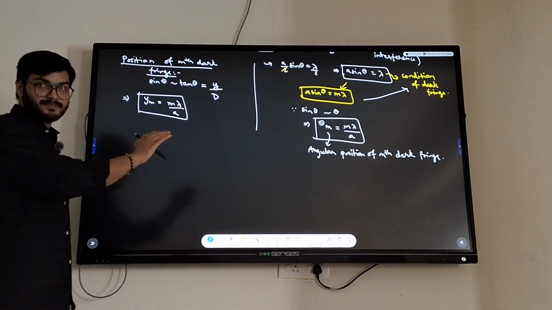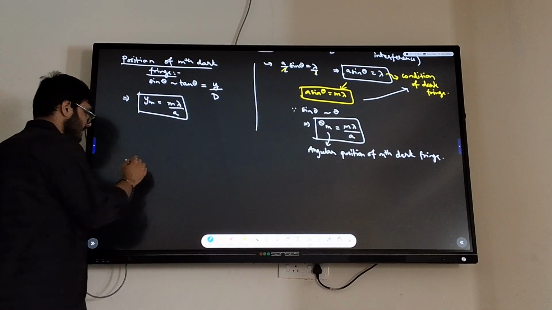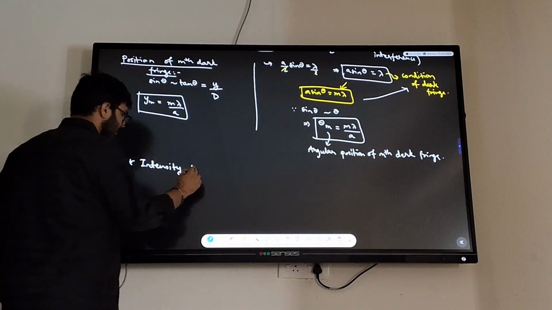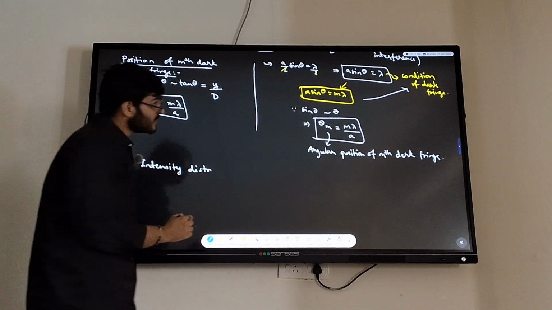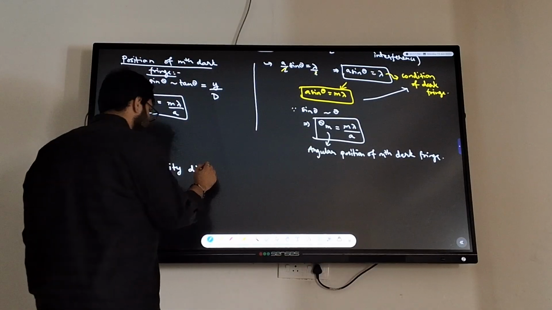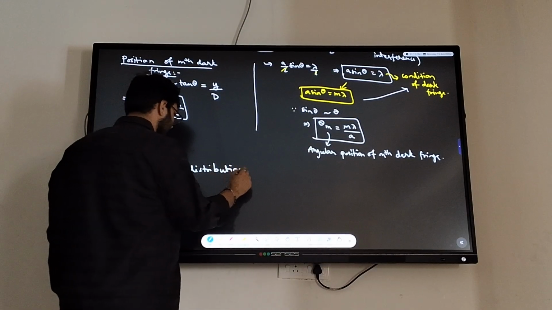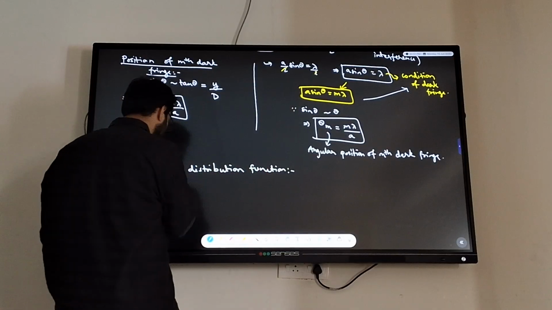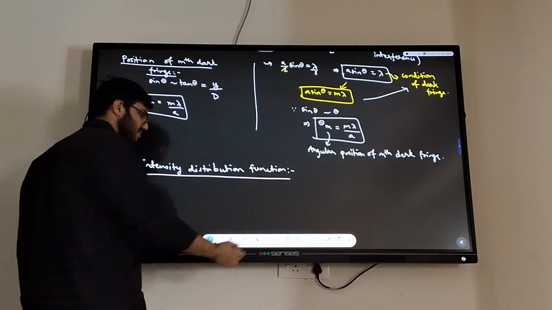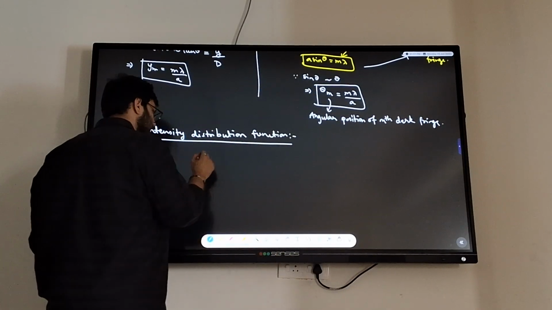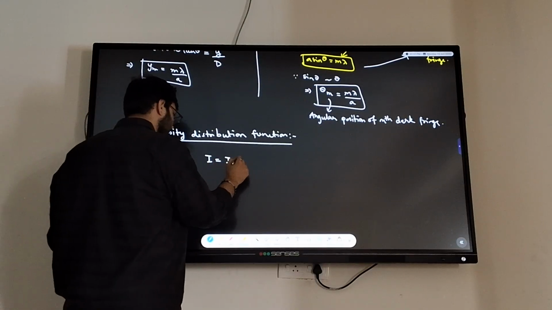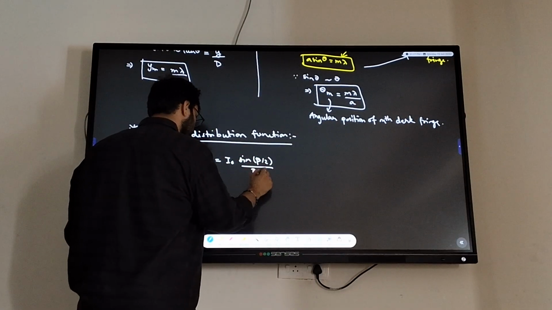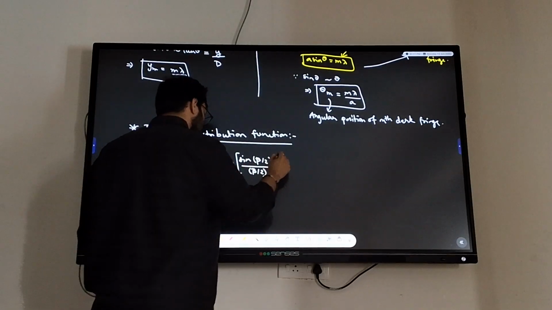So is it done till here? अभी आखिर में कितना टाइम बाकी है? लिखो लिखो मेरे साथ जल्दी जल्दी. Intensity distribution function, and the function comes out like this: I is equal to I naught sine beta by 2 by beta by 2 the whole square.